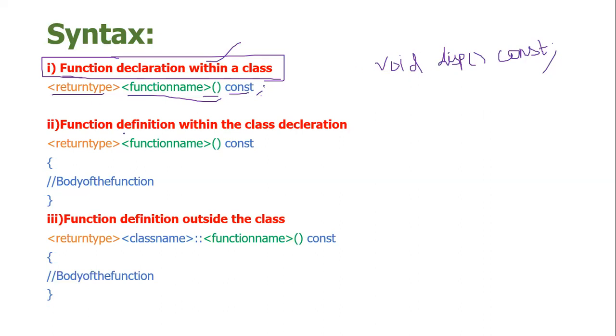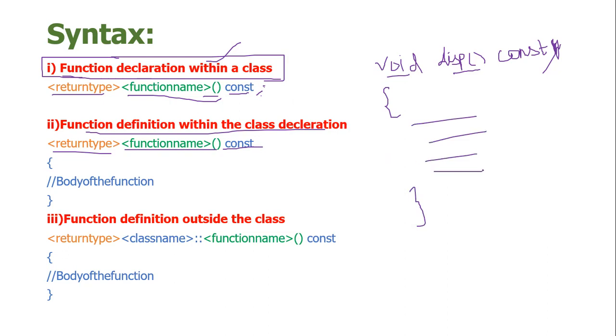Let us see the syntax for the constant member function definition within the class. It should have a return type, void here, followed by the function name, which I have used here as display, and followed by the keyword const. It should not have any semicolon here. After that, you open a brace and close a brace, and in between you define your function. That is the body of the function. This is the function definition within the class definition.